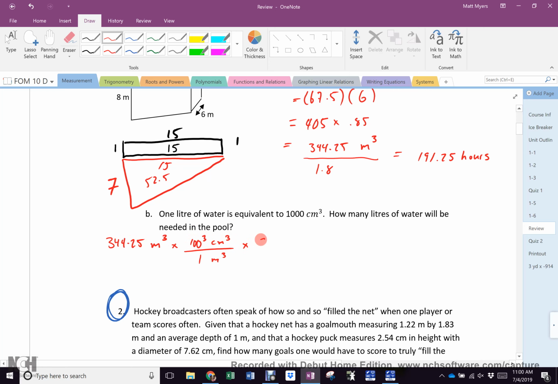That equals 344,250,000 centimeters cubed, right? 1 liter is 1,000 of these, so I got to divide that by 1,000, cancel the zeros, and I need 344,250 liters. Okay? Again, it's just conversions. It's the same math we did on the very first day.